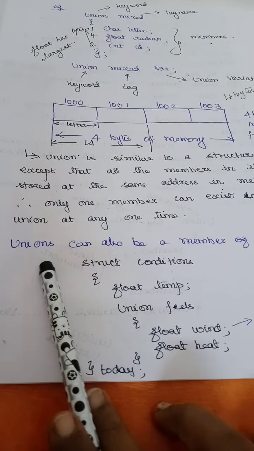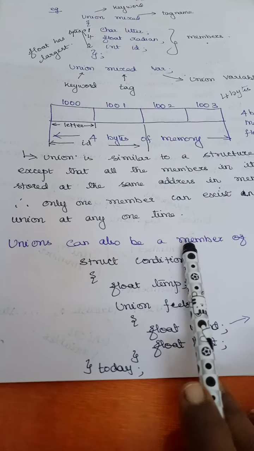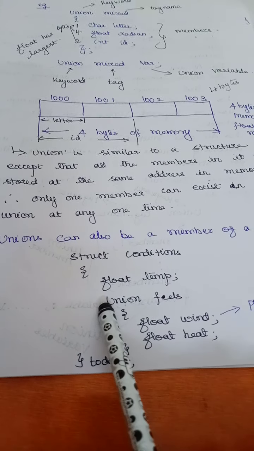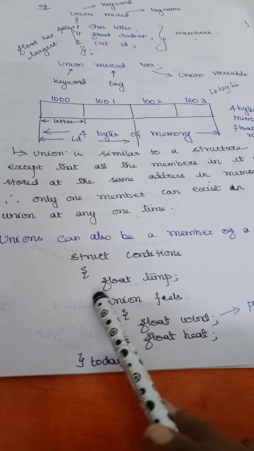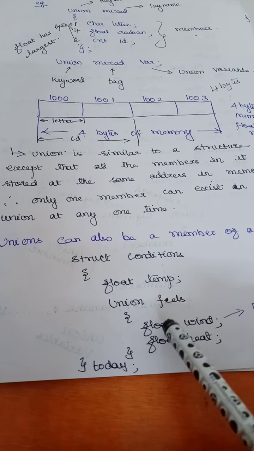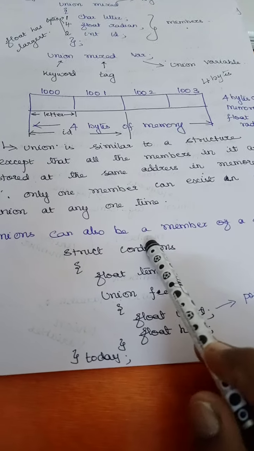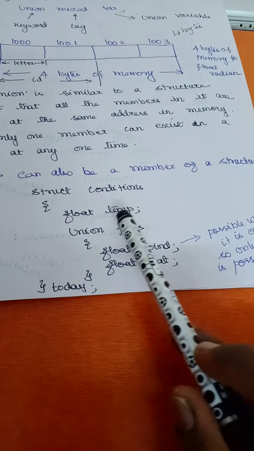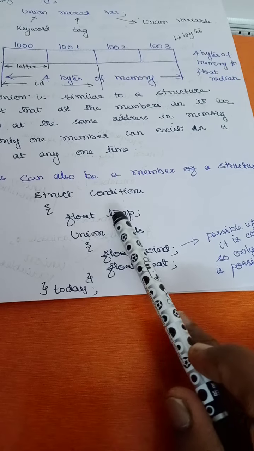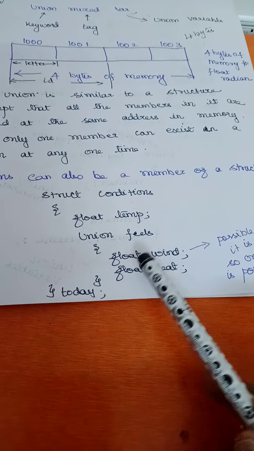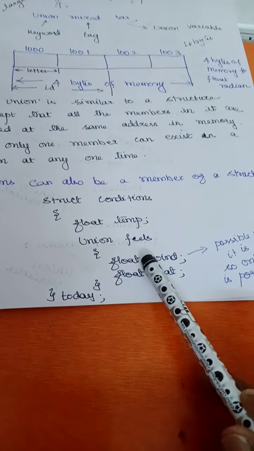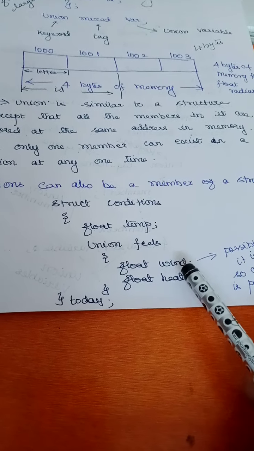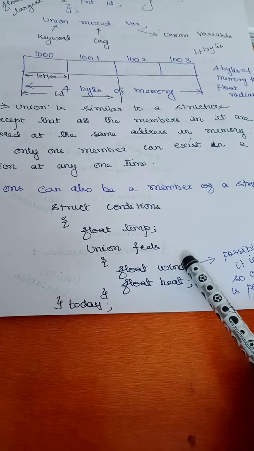So now the union can also be a member inside my structure. We have already seen a structure within a structure, right? So similarly a union can also be inside a structure. So I can use a union inside my structure, right? For example, if you take a structure of temperature, now I'll tell you the real applications where we can use union, right? So here we are going to use either wind or heat. It cannot be both at the same time.